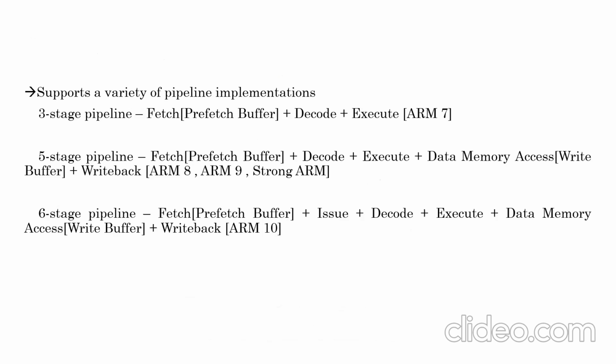Next one, ARM supports a variety of pipeline architectures, namely 3-stage, 5-stage, and 6-stage. In a 3-stage pipeline, the stages are fetch, decode, and execute. In a 5-stage pipeline, the stages are fetch, decode, execute, data memory access, and write back. In a 6-stage pipeline, they are fetch, issue, decode, execute, data memory access, and write back. So what do we mean by fetch? What do we mean by these stages? Let us just see.